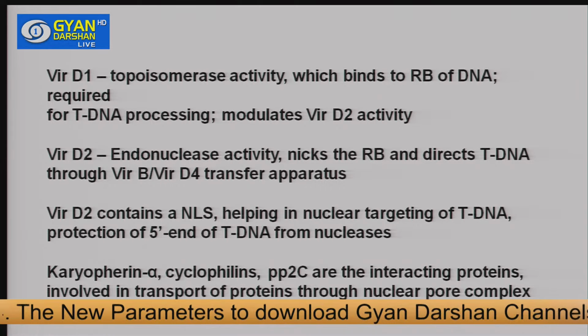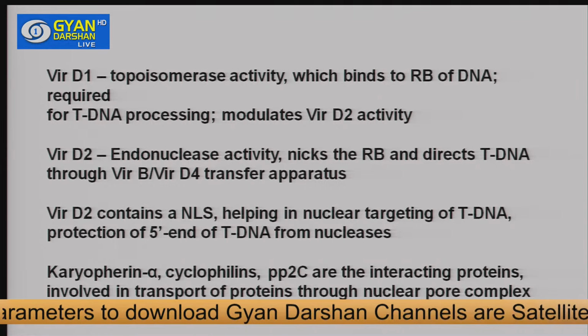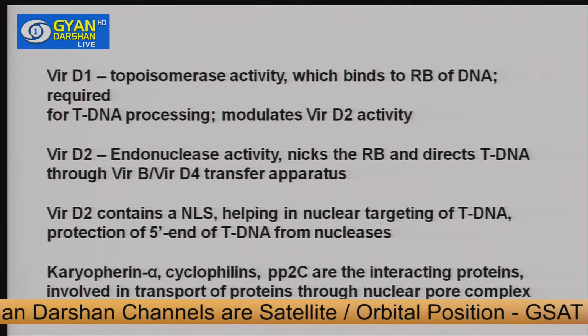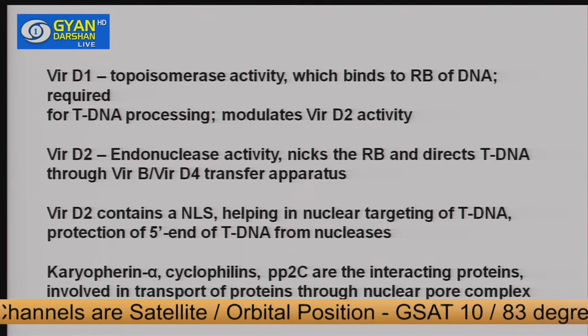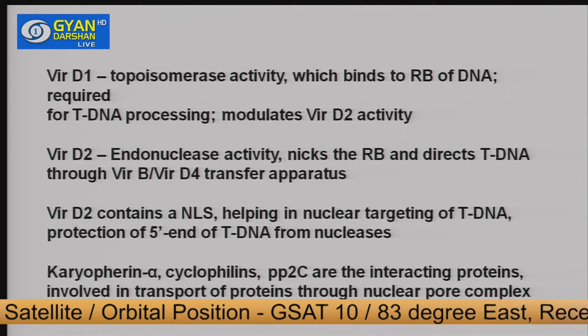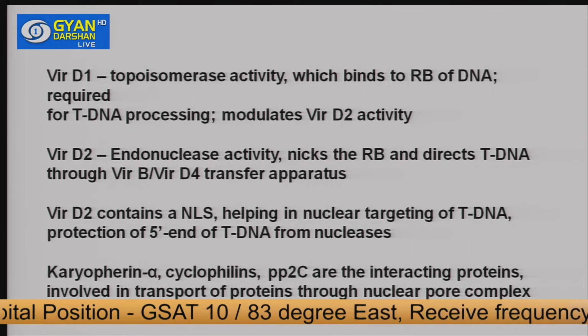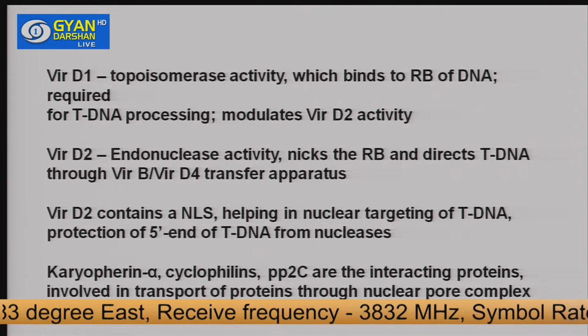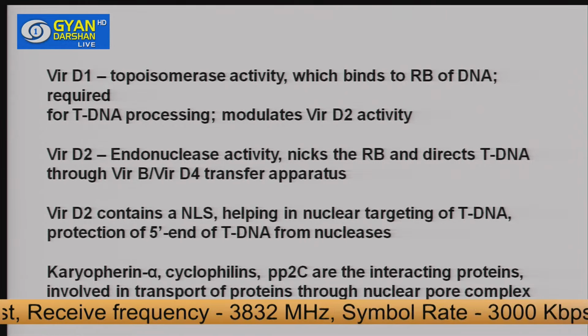Like in case of conjugation, you have a conjugation bridge. Here you don't call it a conjugation bridge, but here also you need some kind of transfer apparatus. You need some kind of channel through which the DNA has to transfer, and that transfer apparatus is made of VIR-B or VIR-D4.